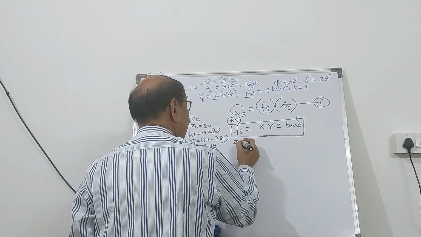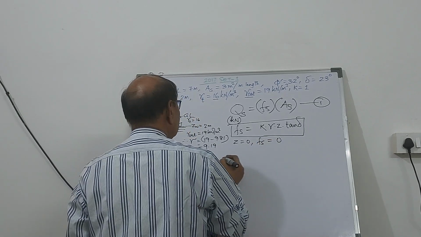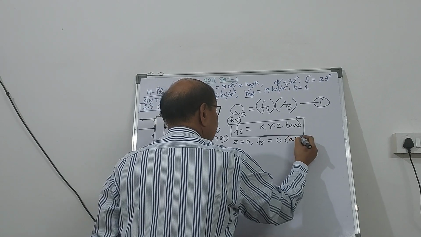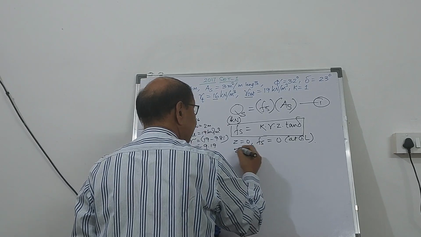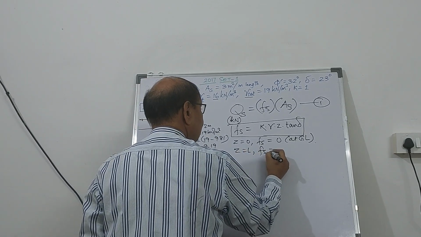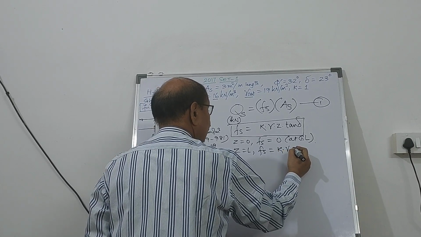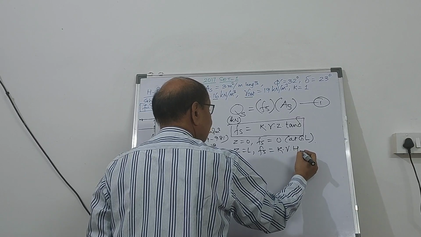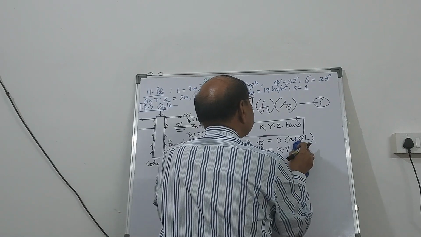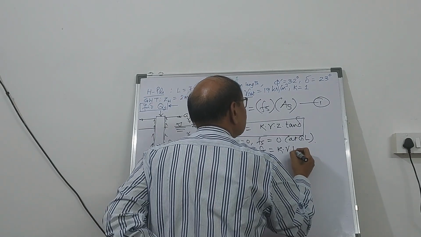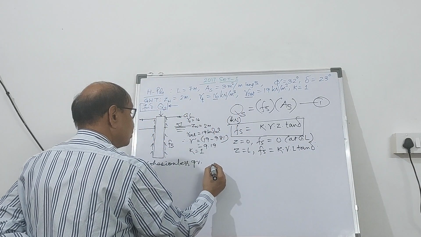And when Z equal to 0, Fs will become 0, that is at ground level. And when Z equal to L, that is at the tip, the Fs value will be given as K times gamma into Z, where Z becomes the total length. So we can say Z will be replaced by L, into tan delta.